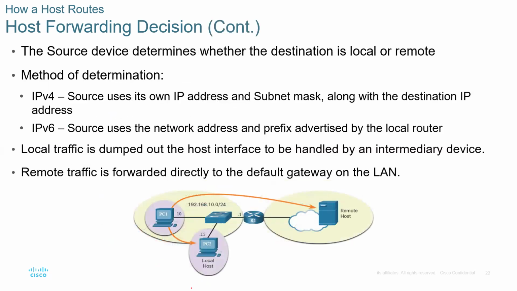The source device determines whether the destination is local or remote. Method of determination: the source uses its IP address and subnet along with the destination IP address. With IPv6, the source uses the network address and prefix. Local traffic is dumped out the local interface. Remote traffic is forwarded or directed to the default gateway on the LAN. So what are we saying? The source determines whether the destination is local or remote.